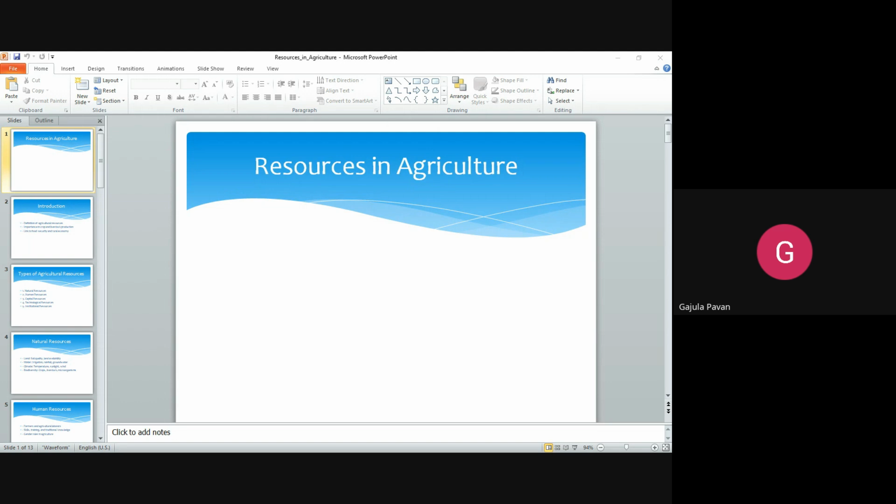Next one is capital resources. In the capital resources: farm machinery and tools, seeds, fertilizers and pesticides, infrastructure and storage, transport and market. So these are all called the capital resources in agricultural resources. Next one is technological resources. In technological resources there is precision farming and ICT tools. ICT tools is nothing but mobile apps, sensors, and so on.